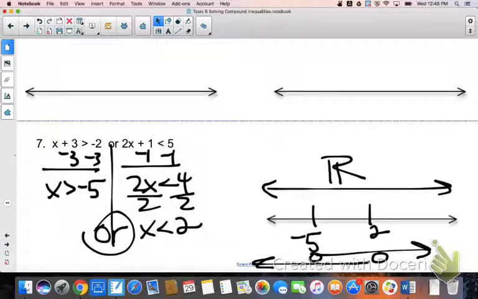Okay, so that is it for your examples. Go ahead and do the U-tries.